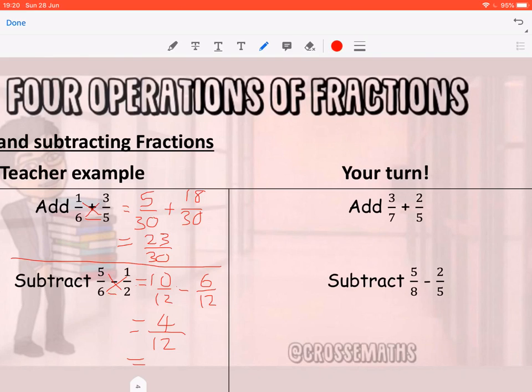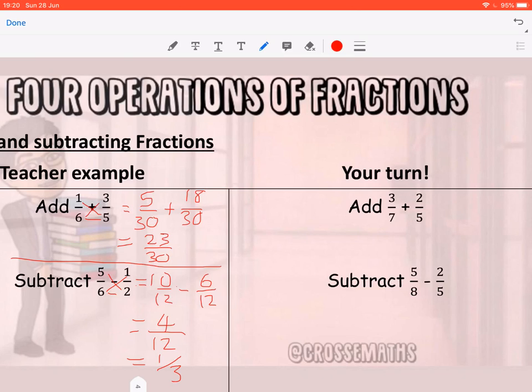If you want to simplify that down, if you half it and half it again, you should end up with 1 over 3. Okay, I don't mind if you don't simplify it down just yet, okay? The skill I want you to get right is adding and taking away fractions. Right, what I'd like you to do is pause the video now, get those examples written down, have a go at the ones on the right for me.